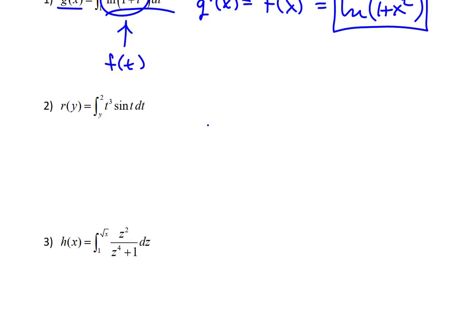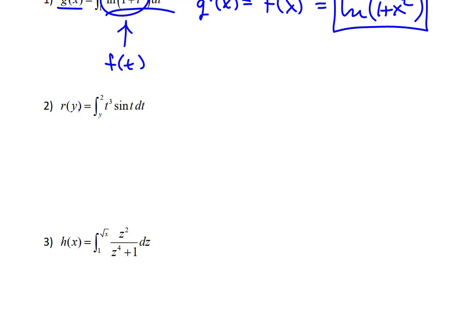Let's try a second example. This time the function is defined as r of y. We're just throwing in some different letters here. r of y equals the definite integral from y to 2 of t cubed times the sine of t dt. Now, you'll notice there are some different letters being used.